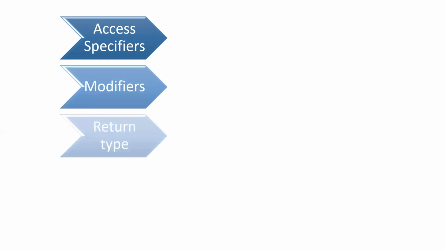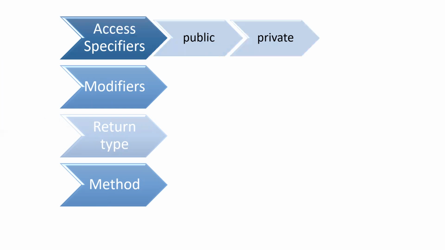The things that come across are, first, the access specifier, then the modifiers and return type, and at the end the method. That means access specifiers are of three types: public, private, and protected.